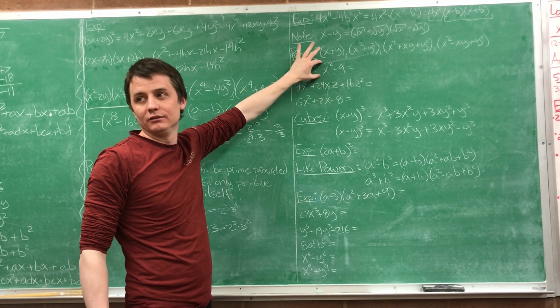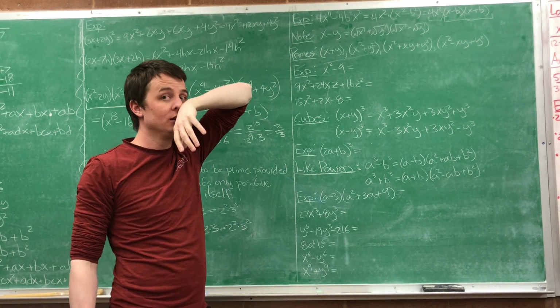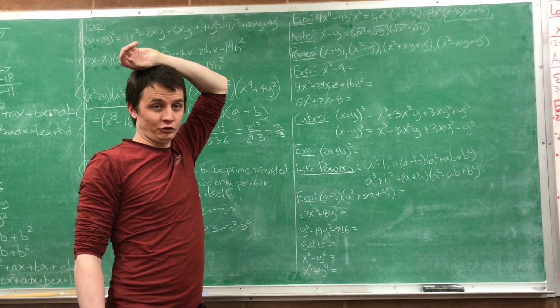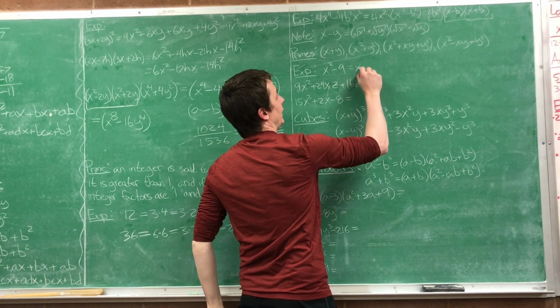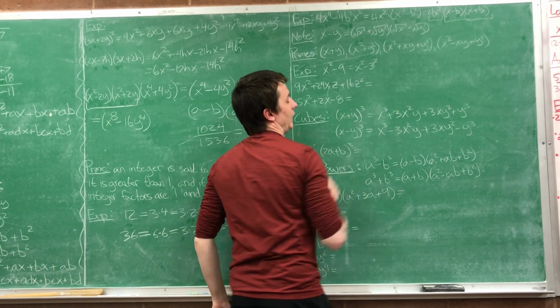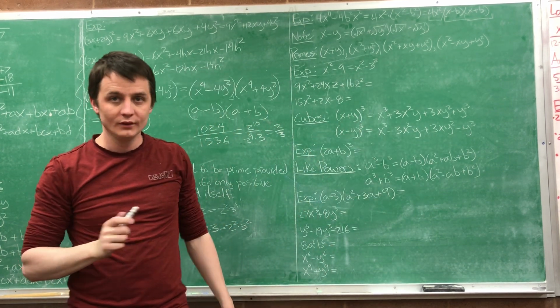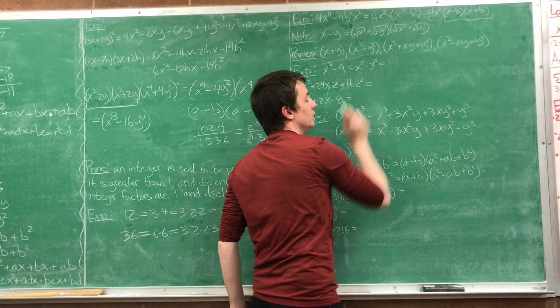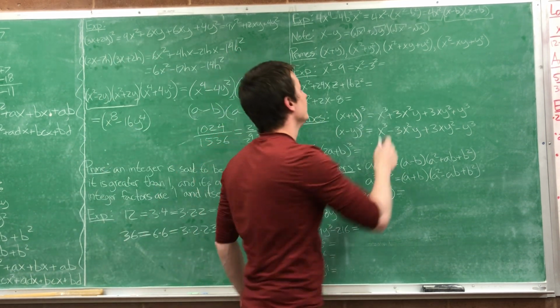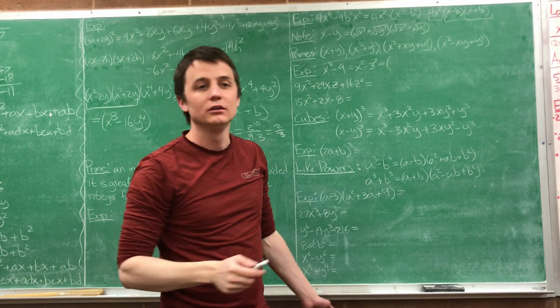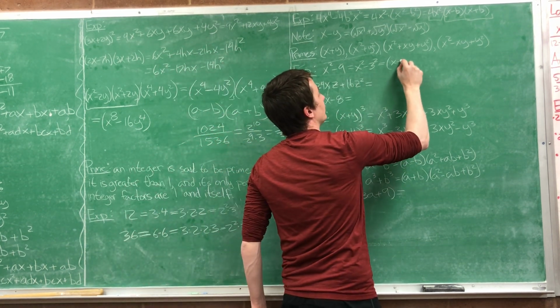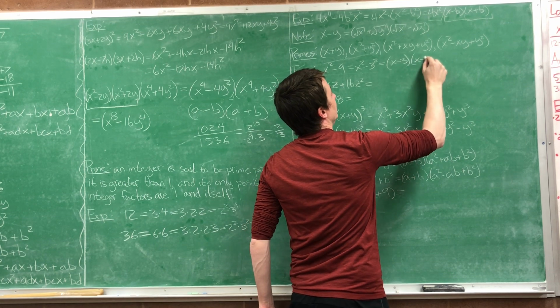X squared minus 9. Is that prime? No. So it can be factored? It's a difference of squares. We can think about this as x squared minus 3 squared, right? And so what's it equal to? Well, x squared minus 9, but we want to factor it now. So it's going to be x minus 3 times x plus 3, right?